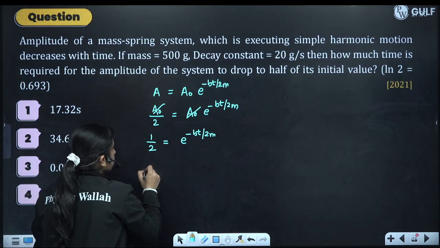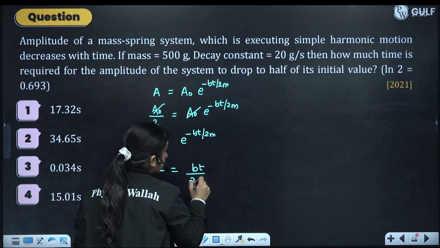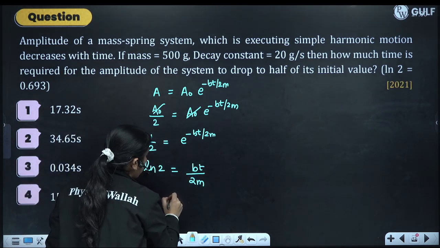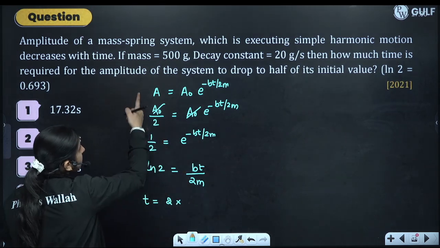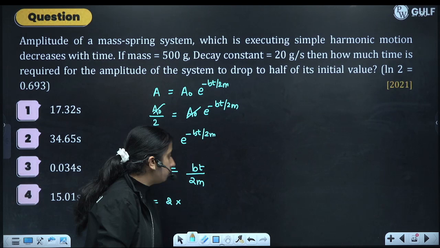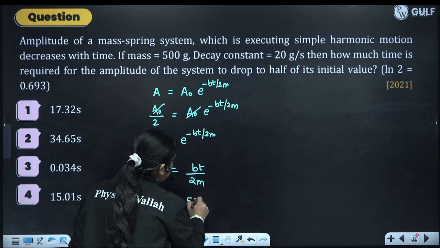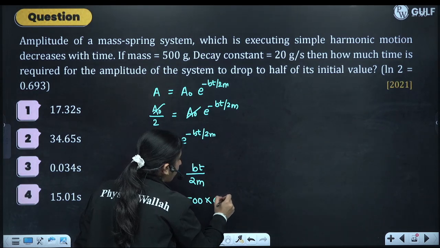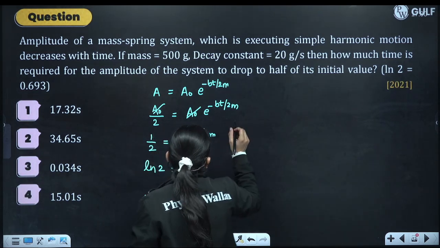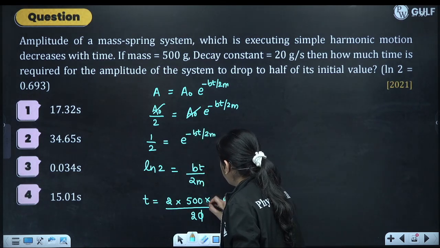So we will get ln2 is equal to bt by 2m. Now we can find time. Time will be 2 into mass, which is given in gram. The decay constant is also in grams, so you can keep both in grams. 2 into 500 gram into 0.693 divided by B, and B is given as 20.